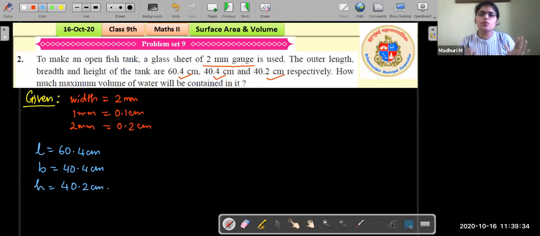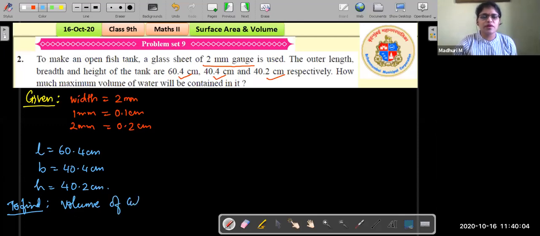This is a cuboidal structure, and we are asked how much maximum volume of water will be contained in it. That means we are asked to find the volume of water, right? So that will be the volume of a cuboid. Now try to check what is the formula for finding the volume of a cuboid. We are asked to find volume, and we know this figure is a cuboid, so we need to find the volume of this cuboid.